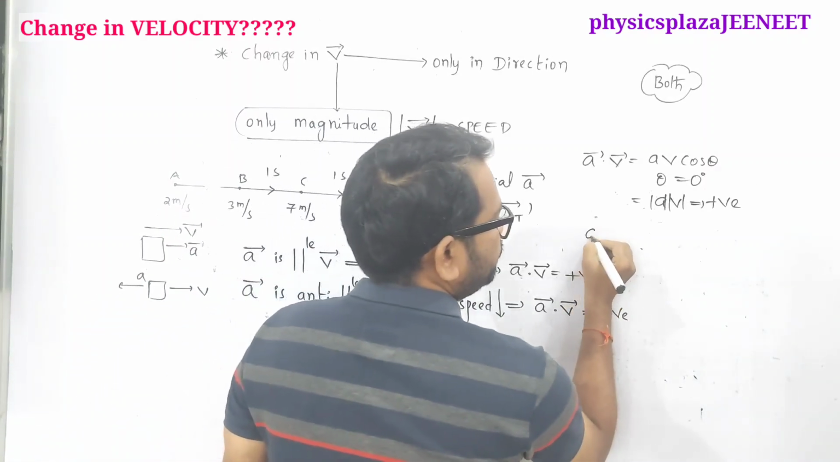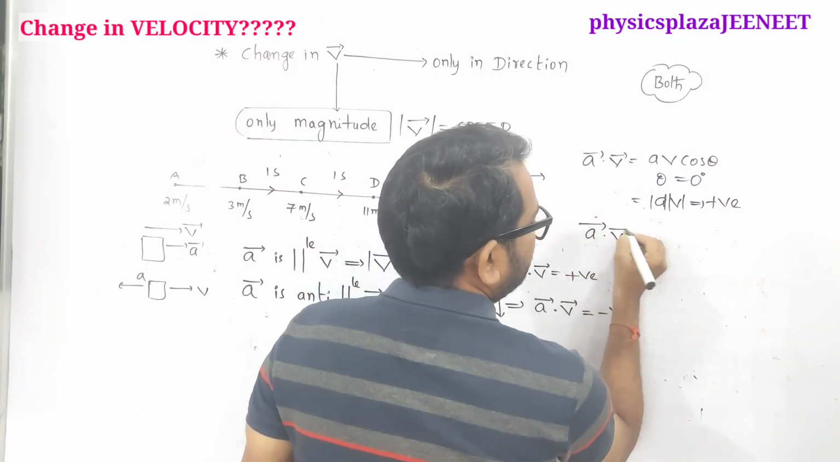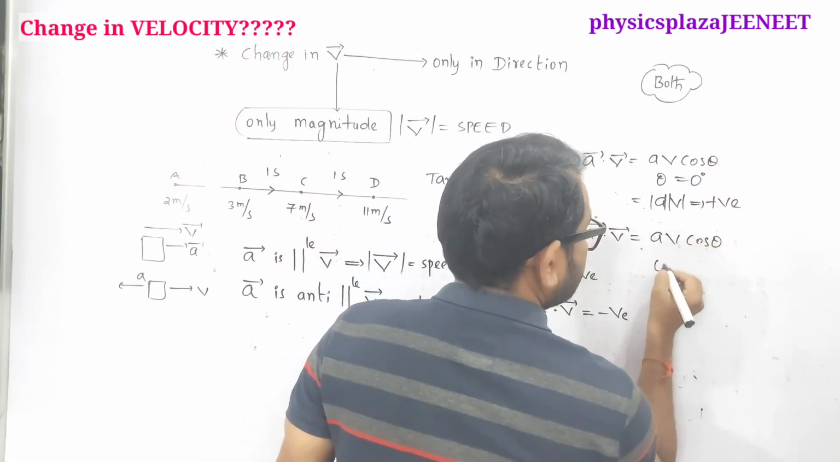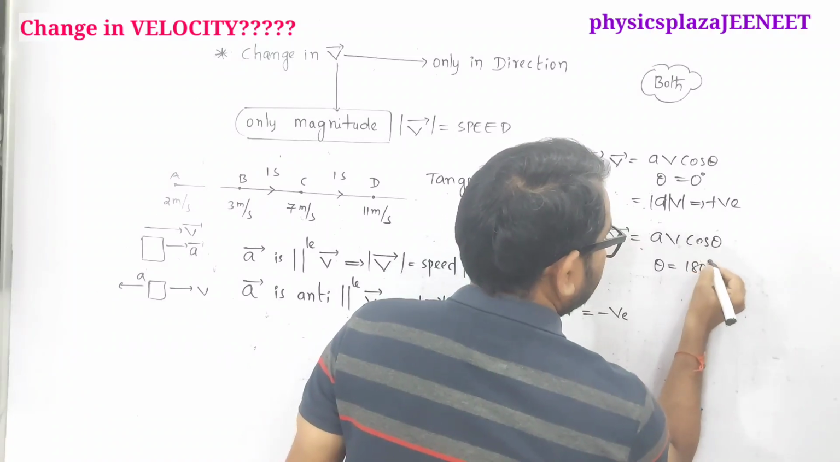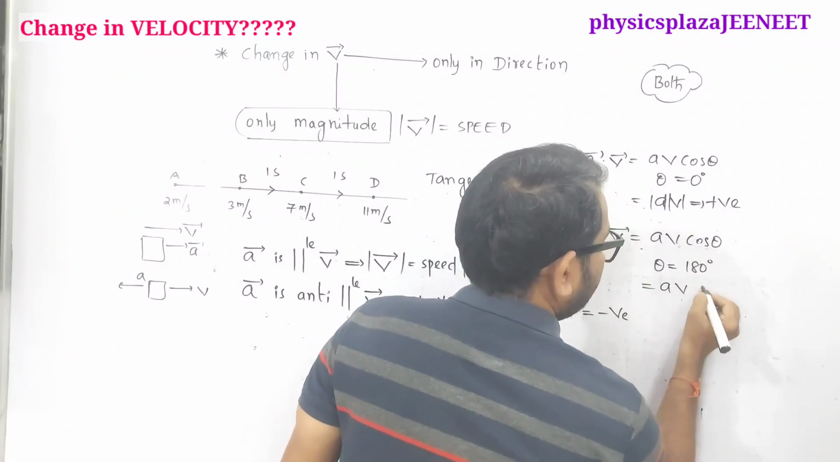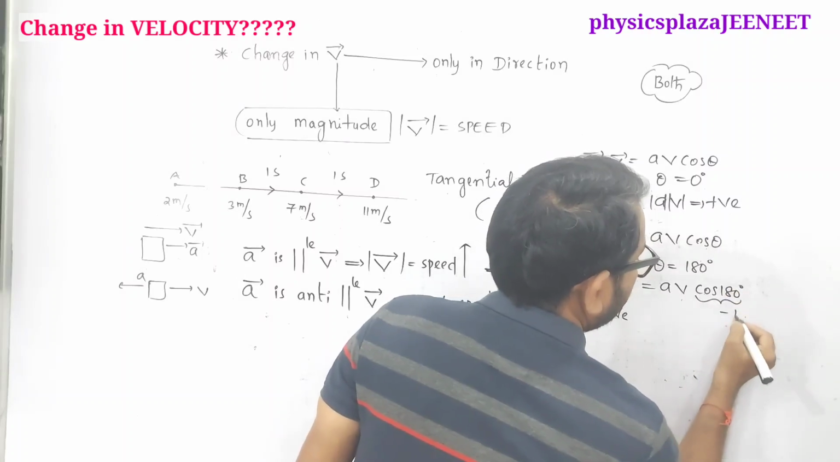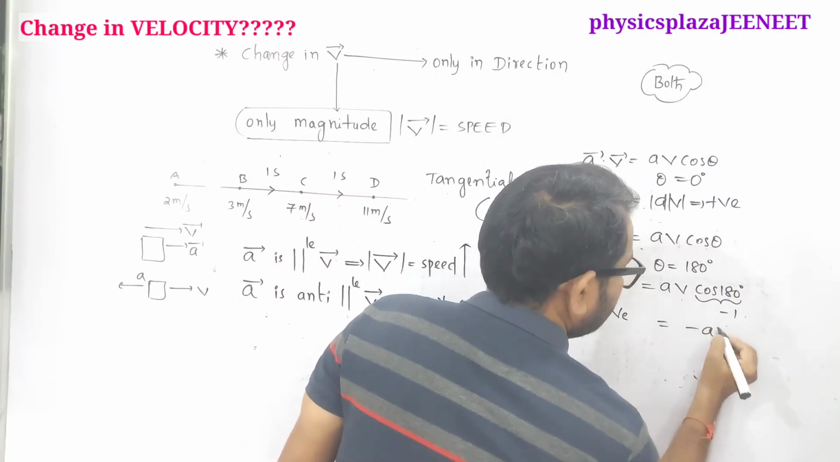How? Look at here. A dot V can be written as AV cos theta. But here, as it is anti-parallel, the angle is 180 degrees. So that is AV cos 180. Children, cos 180 is minus 1. So AV into minus 1 gives minus AV.